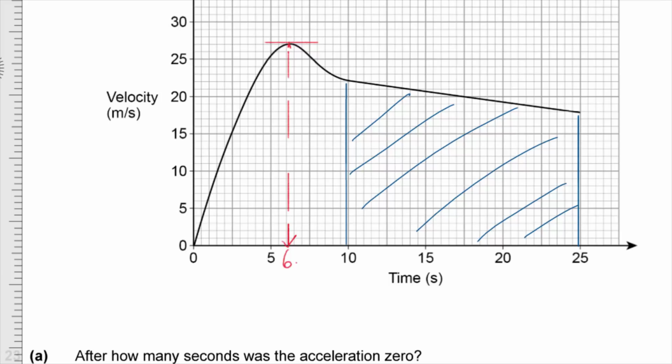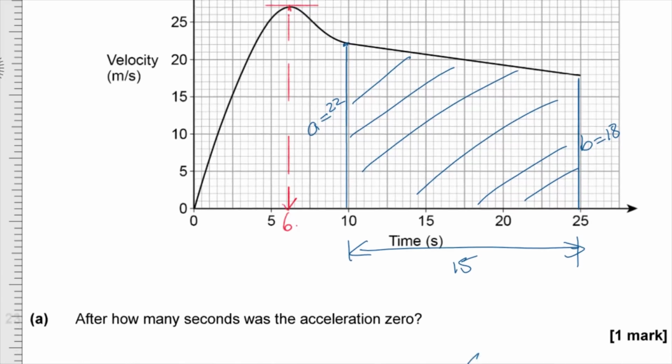So the shape we've got is a trapezium. So the area of a trapezium is going to be the 2 parallel sides added together divided by 2 times the distance between them. So this is my A value here, isn't it? Which is of a height 22. So A is 22. This is my B line on the other side. That is at a height of, I make that 18. The distance between them is this distance. We said for the last 15 seconds. So it's that 15 there.